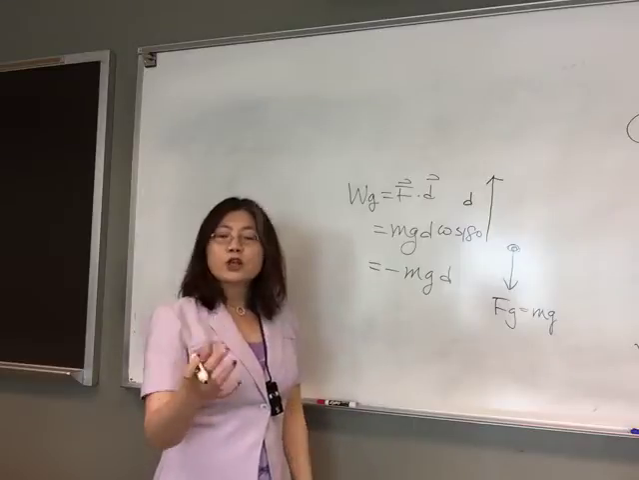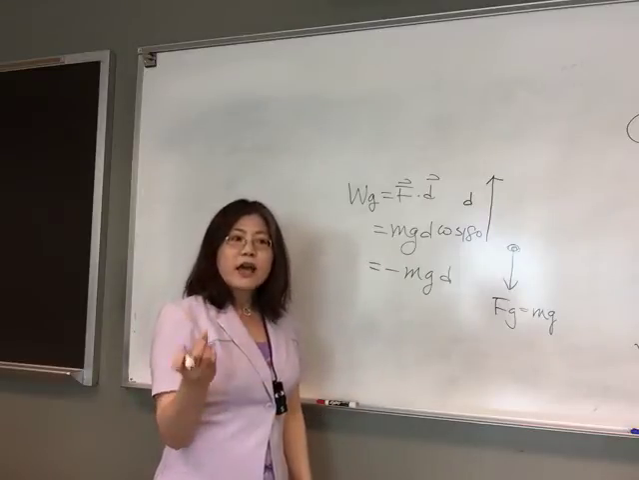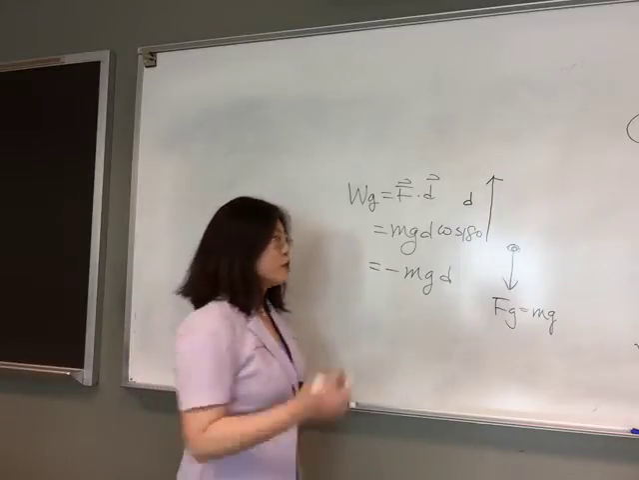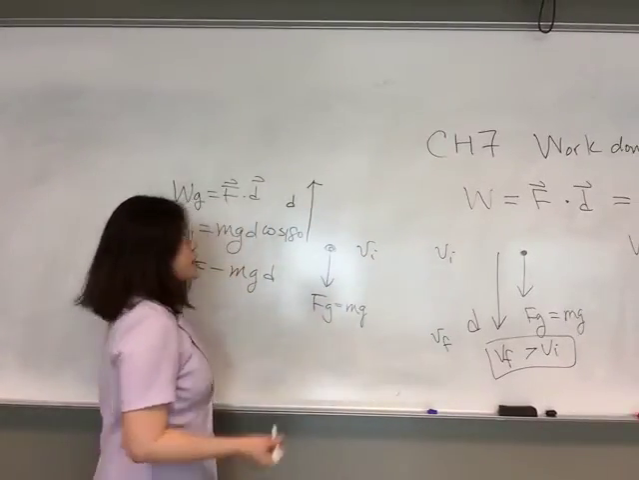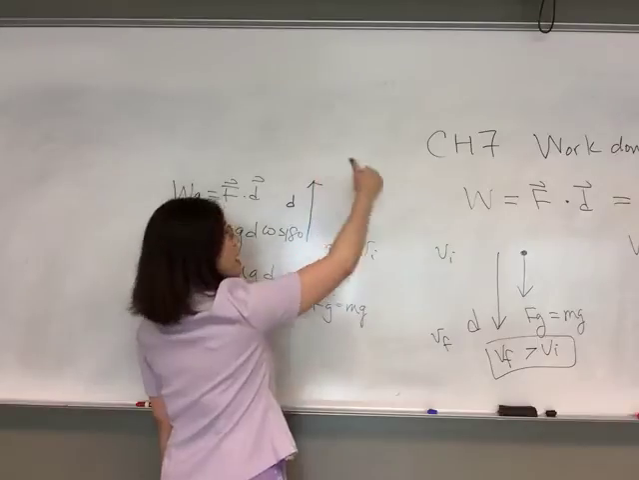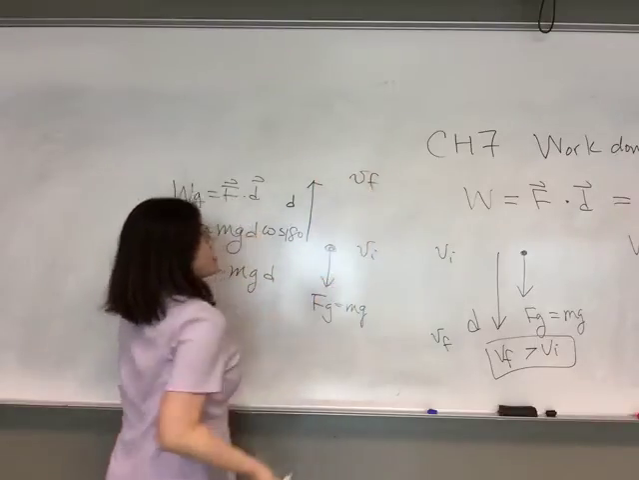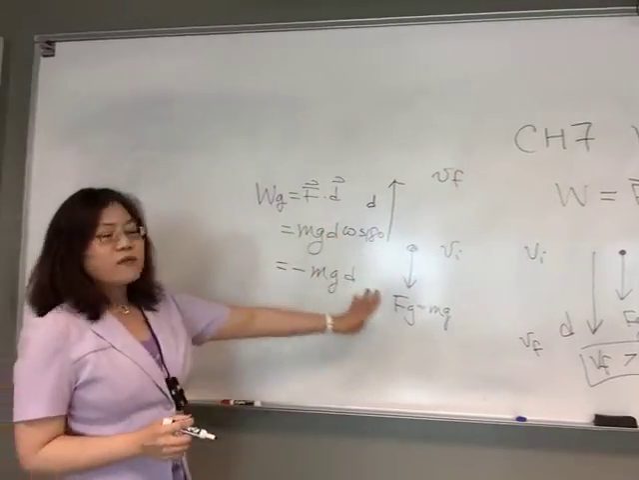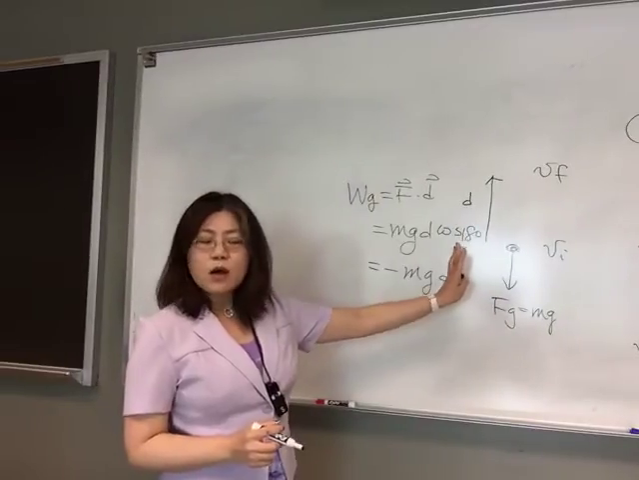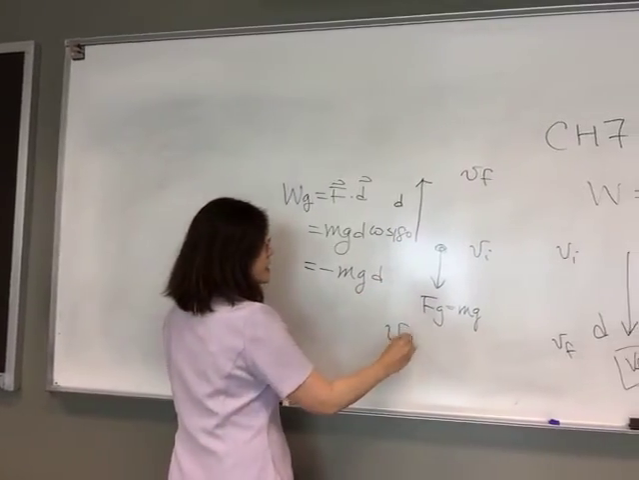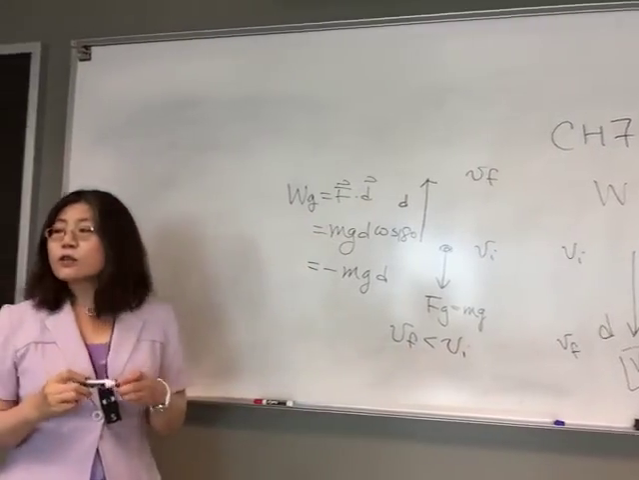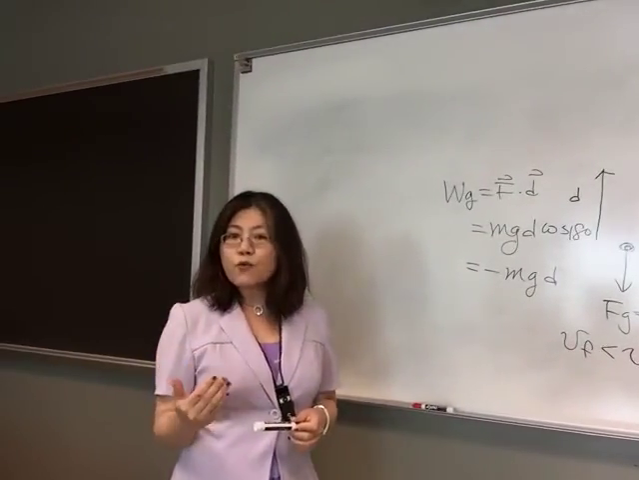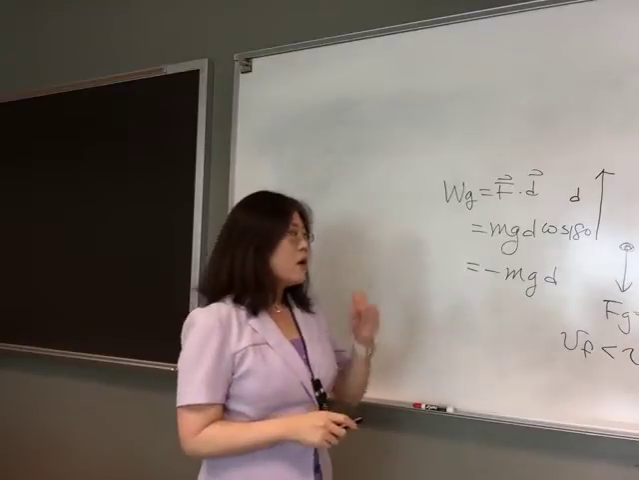It transfers energy from the system, right? So the system loses energy. In other words, let's say initially you have this initial velocity, and when it goes up, it reaches a final velocity. And we found out that because gravitational force does negative work, the final velocity has to be less than the initial velocity. In fact, it loses energy because gravitational force is taking energy away from the object.